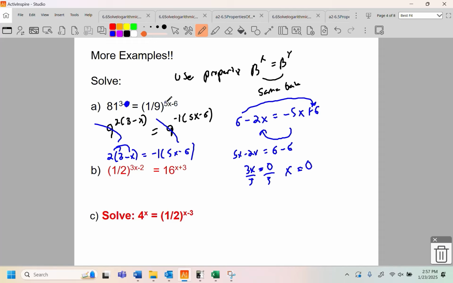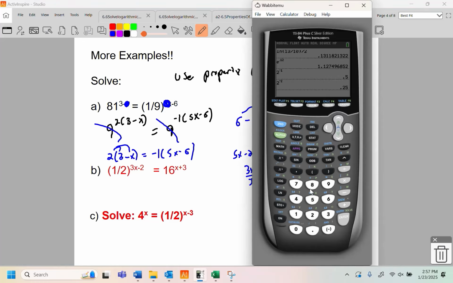Because if you make that a 0, then that's gone. 81 cubed is a gigantic number. You get that. Let's see what 1/9 to the negative 6 power is. And by gosh, they're the same thing. All right, moving forward.